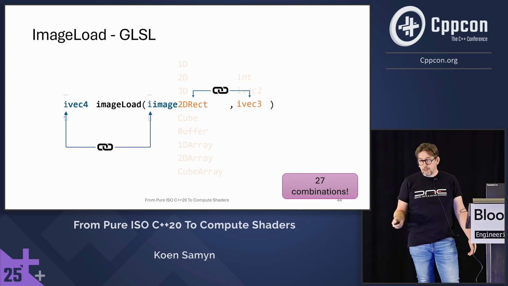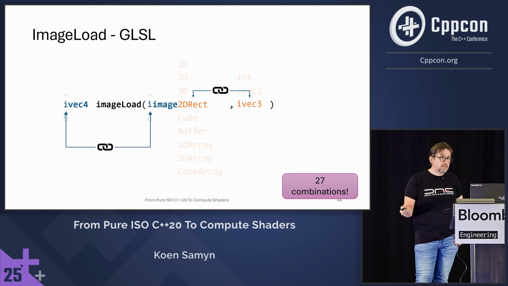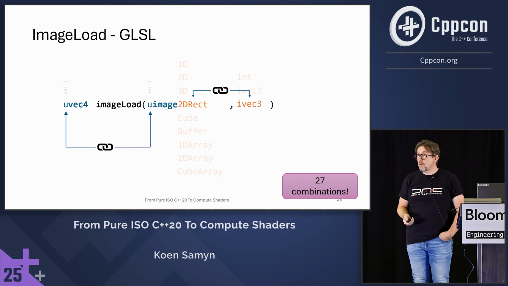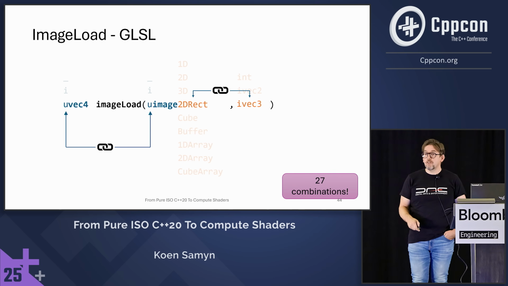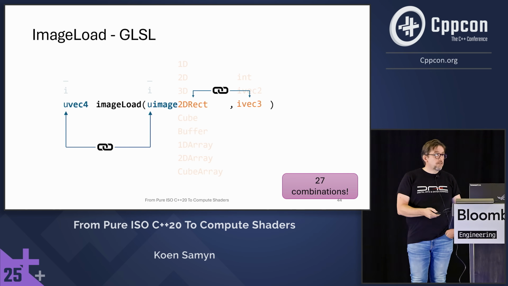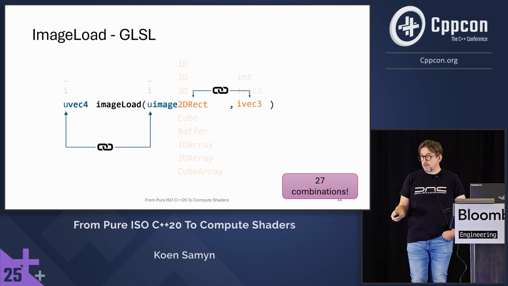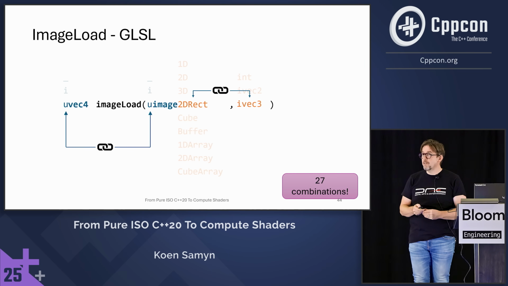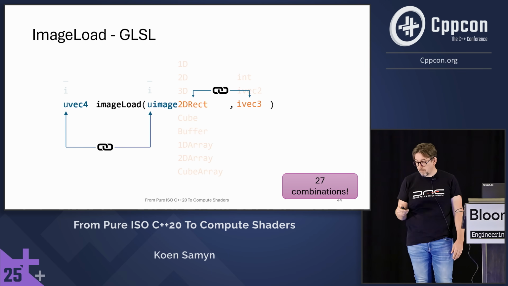And some of those are linked, of course. There are 27 combinations. For example, if it's an unsigned image, then it returns a uvec4. Okay? You don't want to write all those 27 combinations, obviously. You want some kind of code, preferably one function that does all of this.